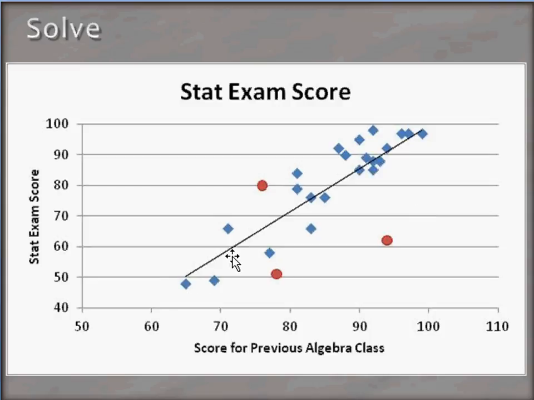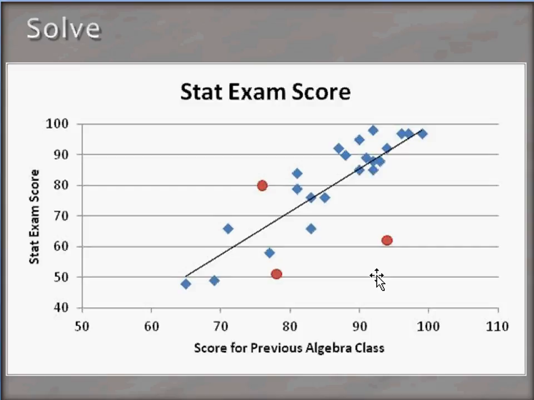The next step can be to add a trend line. So this trend line gives us what's called a regression line. It tells us approximately the best estimate for how, on average, the score in a previous algebra class could predict the statistics exam score. And in this case, we highlighted some outliers, some numbers that seem very unusual.